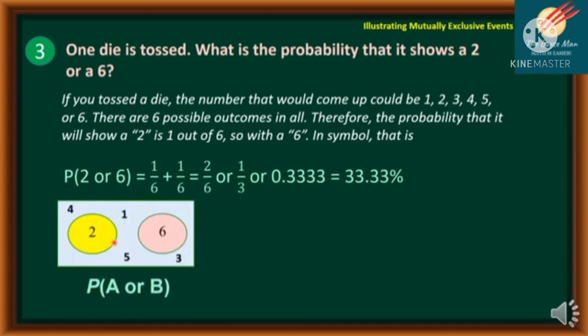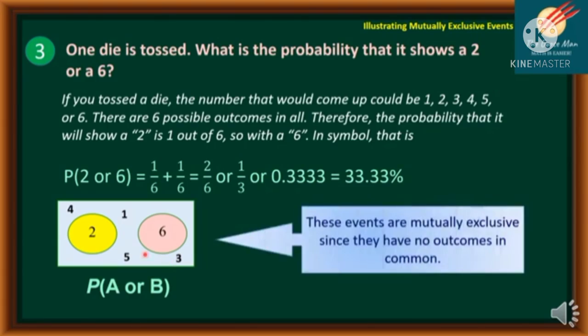If we put it into a Venn diagram, this is 2 and this is 6. Clearly, there is no common shaded part between 2 and 6. Take note that 1, 4, 5, and 3 are outside this circle. Therefore, we can say that these events are mutually exclusive since they do not have outcomes in common.